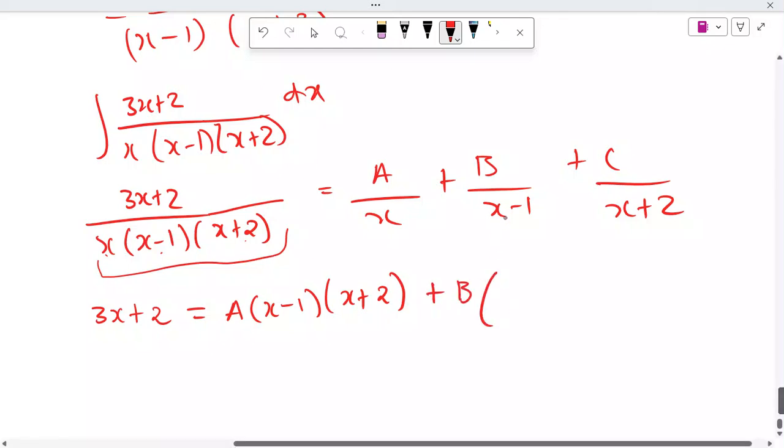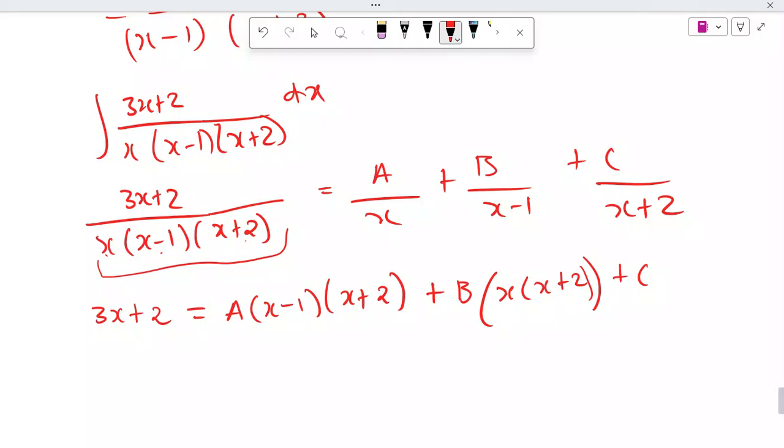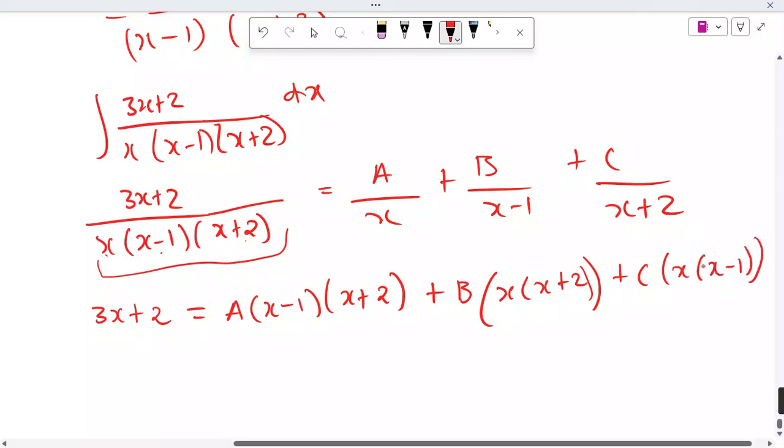b, what's the denominator of b? x minus 1. So x minus 1 will go out. So you have x plus 2. Simple. Plus c. c has a denominator x plus 2. So x plus 2 will cancel. You have x multiplied by x minus 1. So this is very simple. You're just removing this from this denominator. So you can swap whether you want. It doesn't matter which one is a, which one is b.